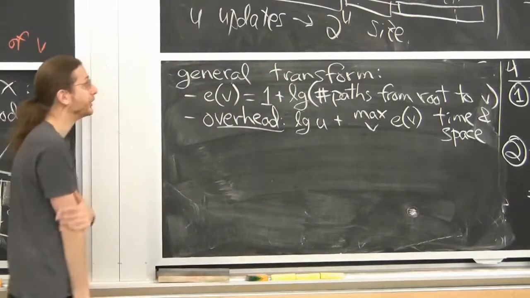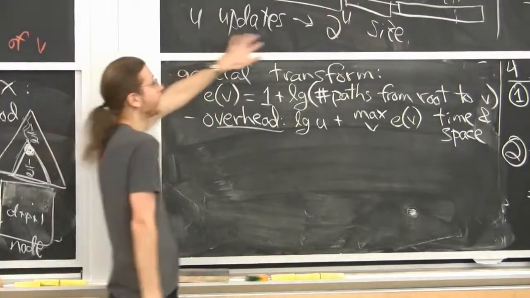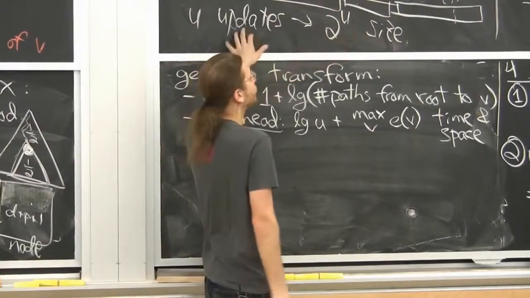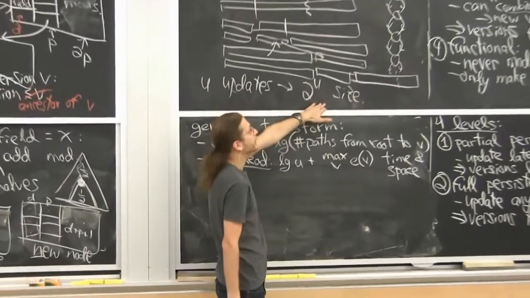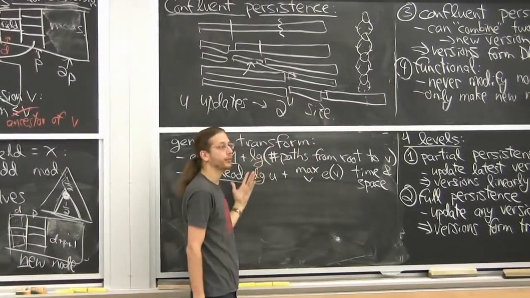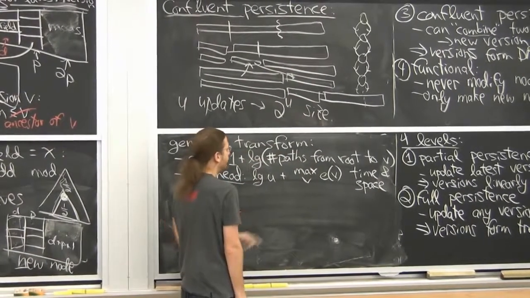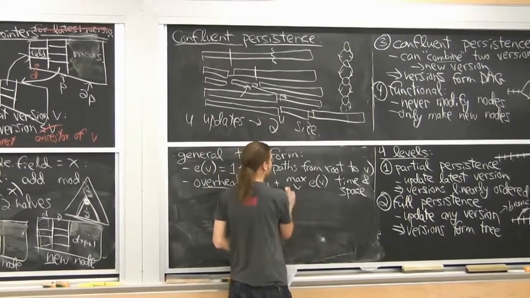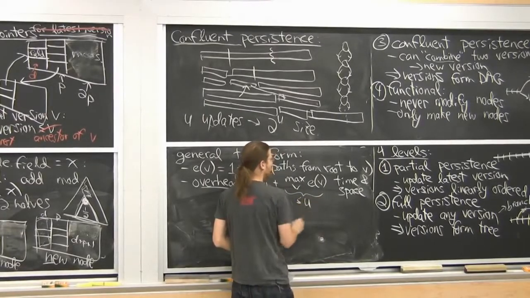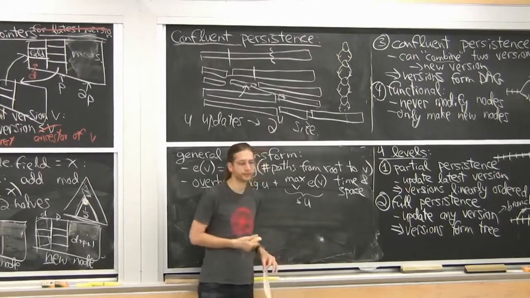as a factor. Now, the annoying thing is if you have this kind of setup where the size grew exponentially, then the number of paths is exponential, log of the number of paths is linear in U. And so this factor could be as much as U, linear slowdown.